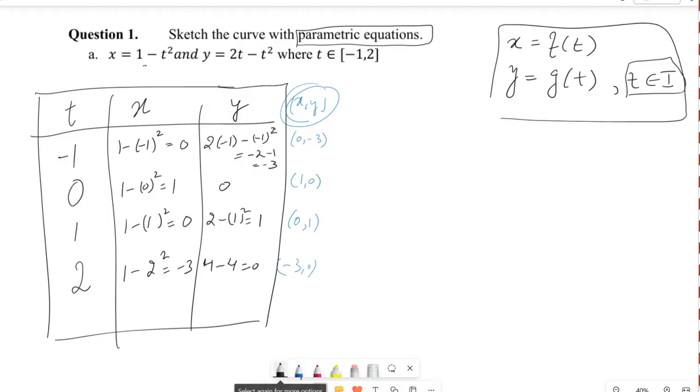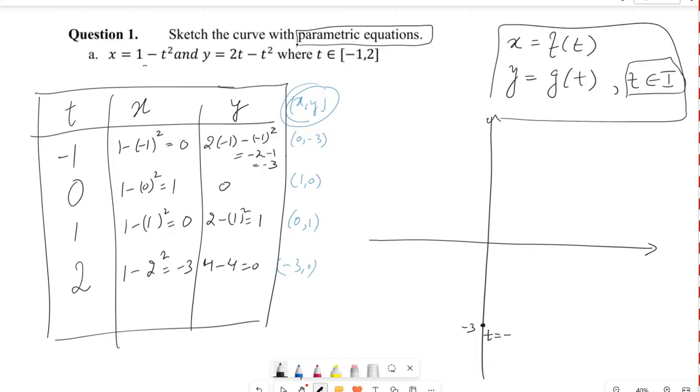Let's try to plot this on a graph. We have this grid. The first point is (0, -3). So the x value is 0, the y value is -3 here. This is my first point, and t here is -1. Take note of that while you plot the point. The next value is (1, 0), which means x is 1 and y is 0. Let's say this is 2, this is 3, this is 4, and -1, -2, -3 in the other direction.